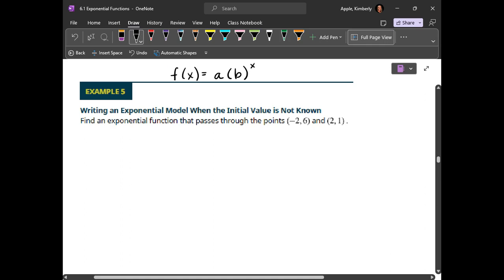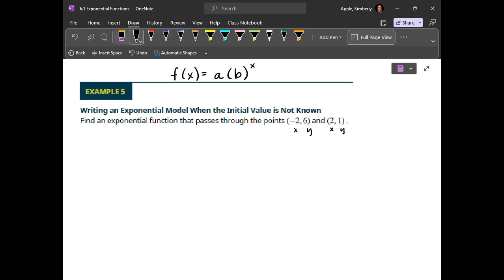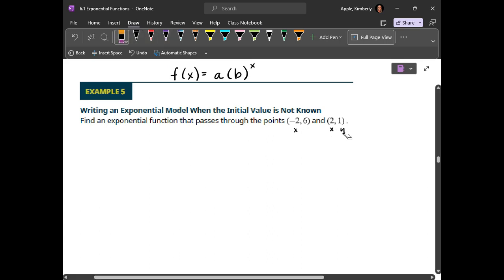And so what I am given is 2 input-output pairs, an x and a y, and another x and a y. Or in terms of what we see at the top, this would be x and f of x, right, which is equivalent to y. But we are using that function notation because it does ask us to find an exponential function and not an equation, in which case we would use y instead.